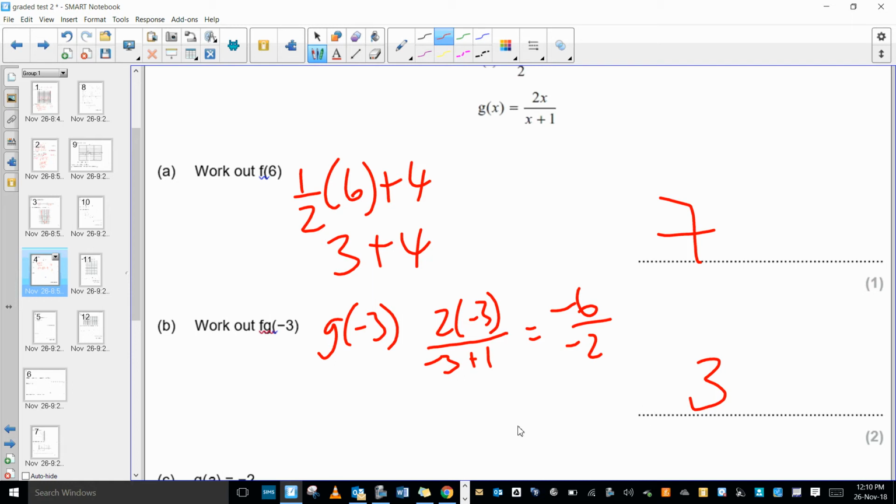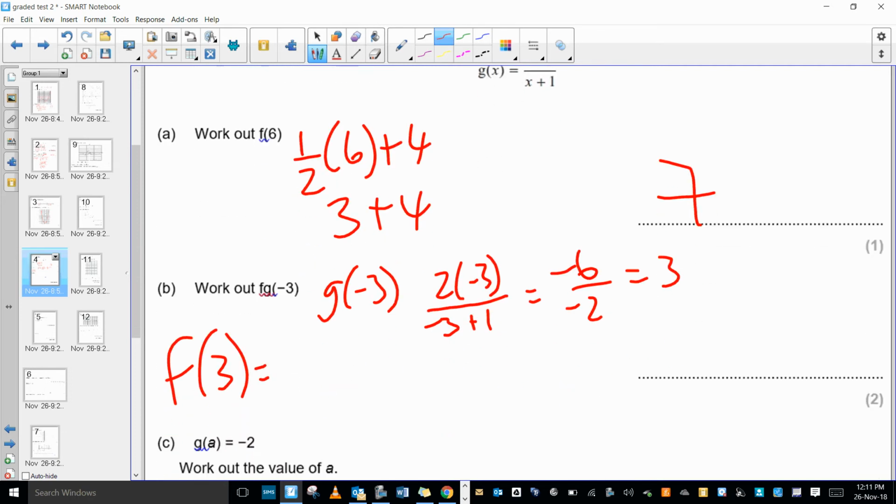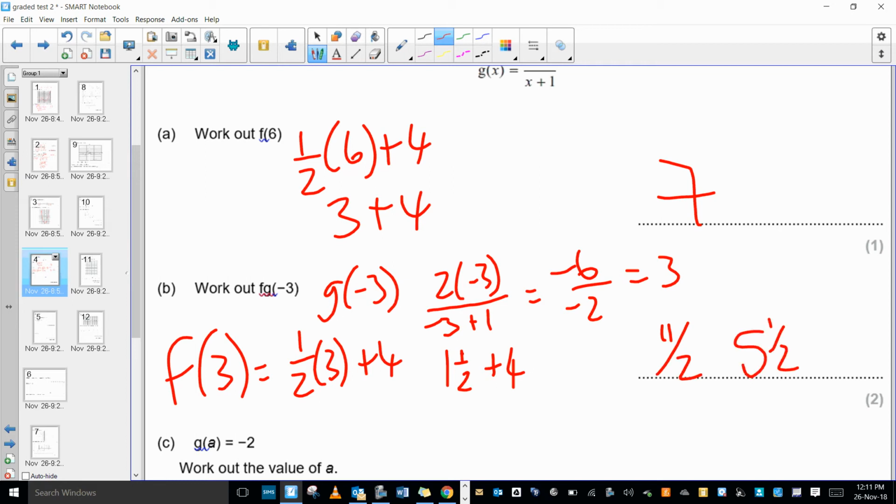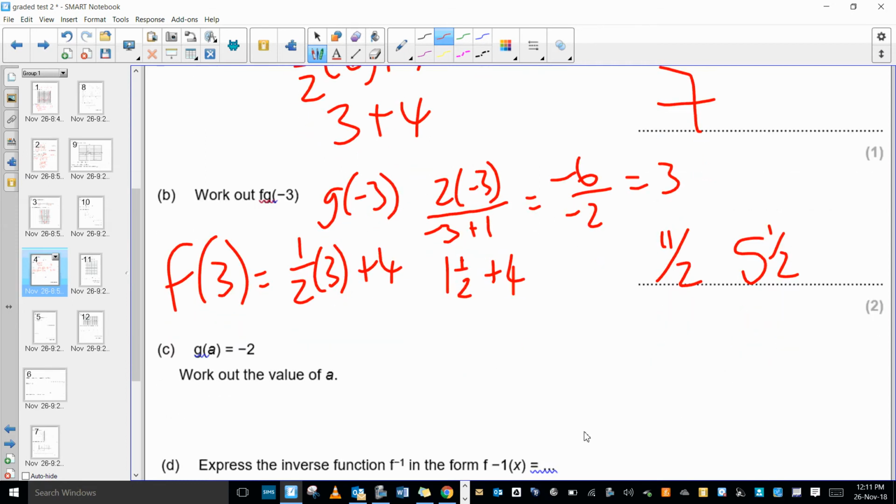Okay, oh, Miss Harrison, you haven't finished. So that's just g. And then you're going to find f of 3. What was f? Half x plus 4. So half of 3 is 1.5. Plus 4 is 5.5, which is, well, you can write 11 over 2, or 5.5, whatever you want to write, any equivalent.